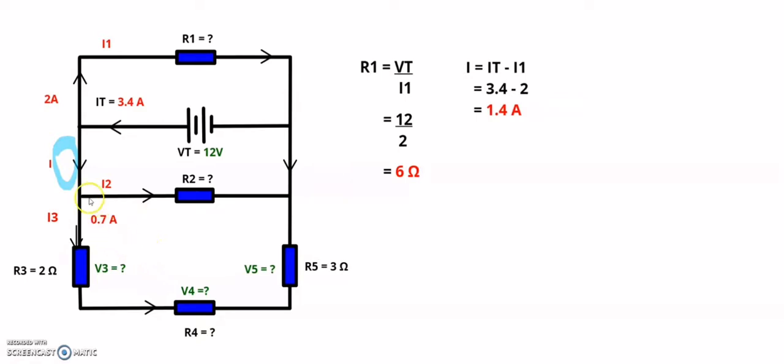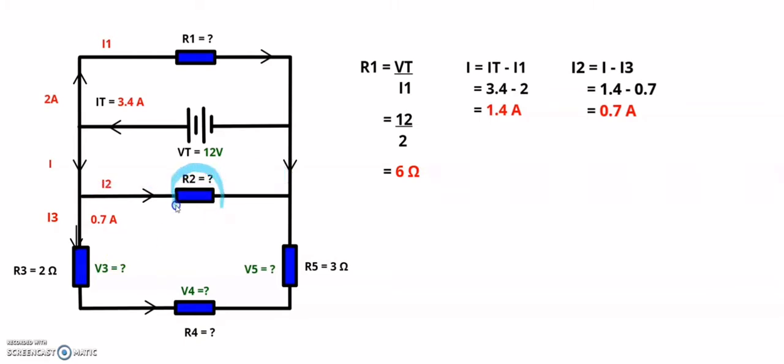Now what we can also see is if 1.4 amps is flowing there and I3 is 0.7 amps, then I2 should be 0.7 amps as well. So let's calculate that. I2 is equal to I minus I3, which is 1.4 minus 0.7, which will give me a current of 0.7 amps flowing in that branch there.